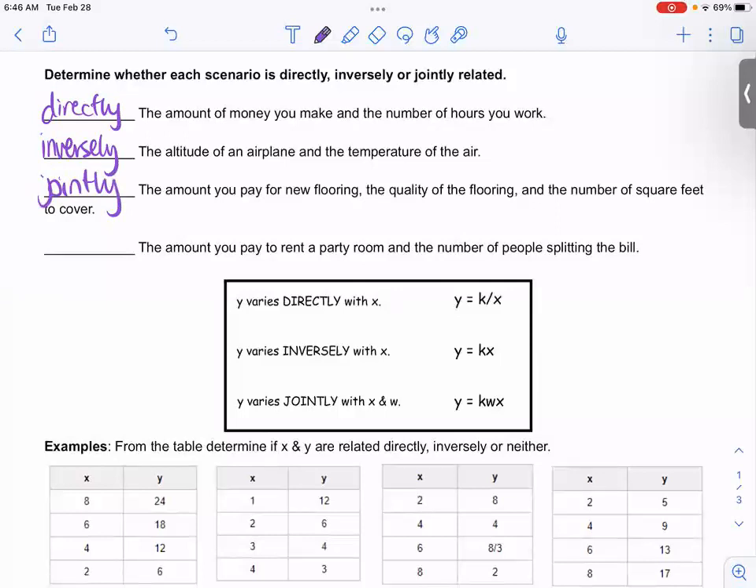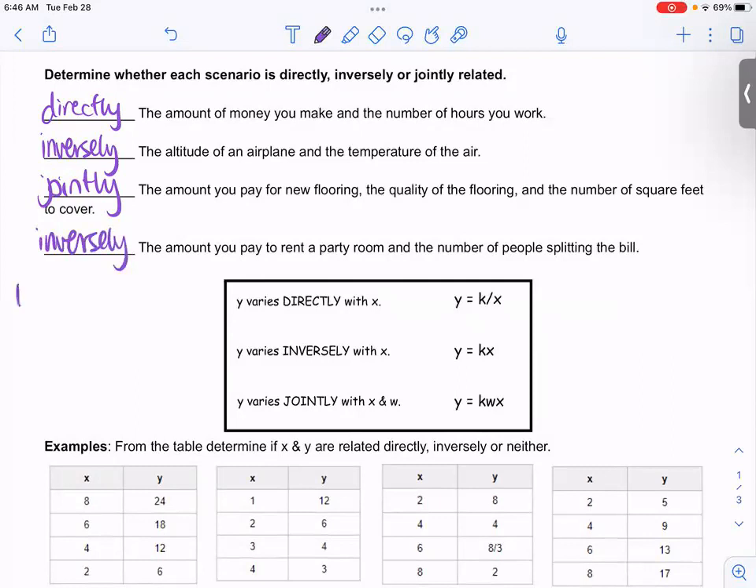So the last one here, the amount you pay to rent a party room and the number of people splitting the bill. If you pay a portion of that party room, if there's more people splitting the bill, then the amount you pay would go down. So if your pay goes down, that means the number of people splitting went up. So we've got an inverse relationship again as well.